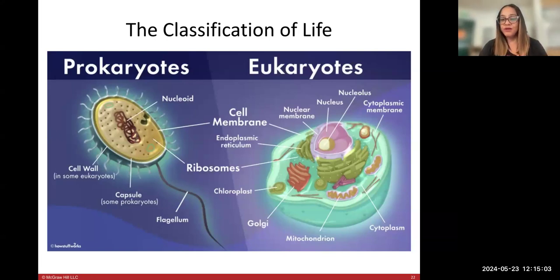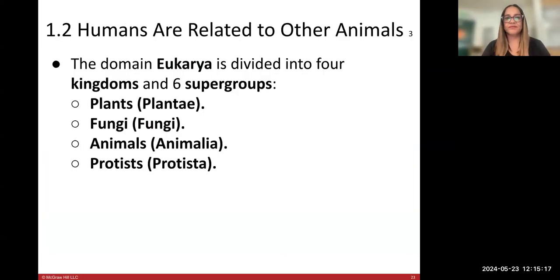On the right, you have the eukaryotes. You have several other organelles in there, and that's not even all of them. But its nucleus is where its DNA is found, and it's fully separated by a complete envelope. The domain eukarya is divided into 4 kingdoms and 6 supergroups. Supergroups are very, very new. We usually focus on the kingdoms: plants, fungus, animal, protists.